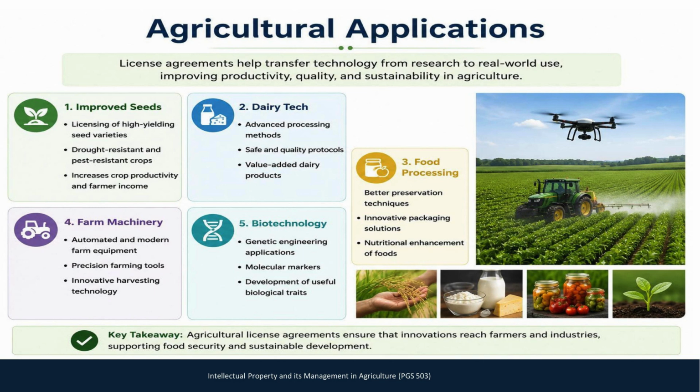The first application is improved seeds. Licensing of high-yielding, drought-resistant, and pest-resistant crop varieties, increasing crop productivity and farmer income. The next application is dairy tech. Advanced processing methods, safe and quality protocols, and value-added dairy products.